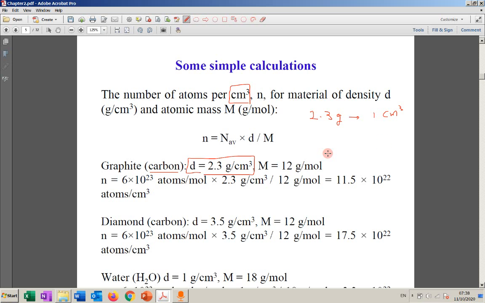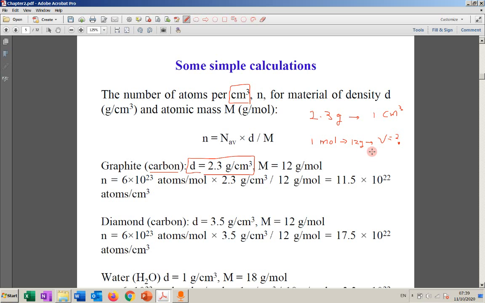Now, if I simply ask you, what is the volume of 1 mole? I can turn this mole into 12 grams, and from the 12 grams I can find the volume. Why? Because I said this is equal to 1 centimeter cube, then 12 grams is going to be, and we're going to find the volume there.